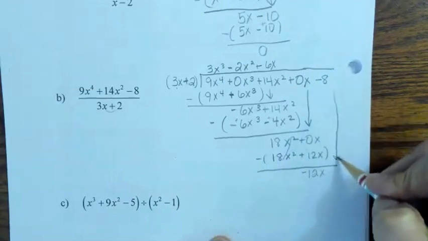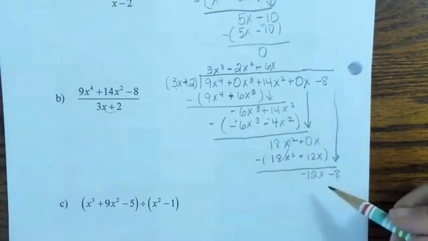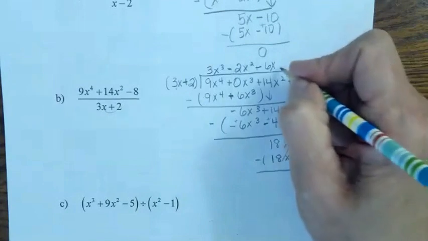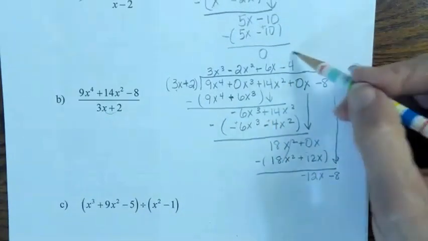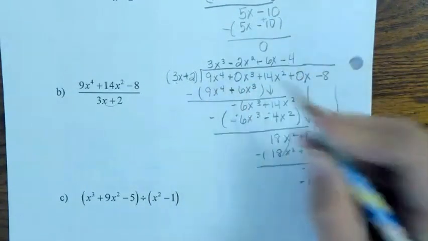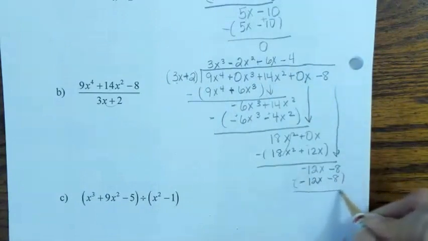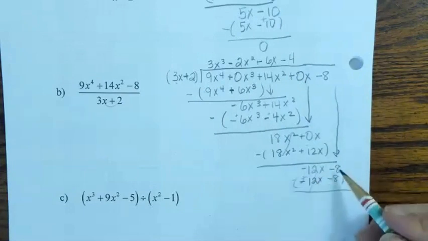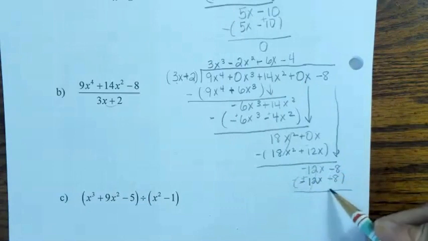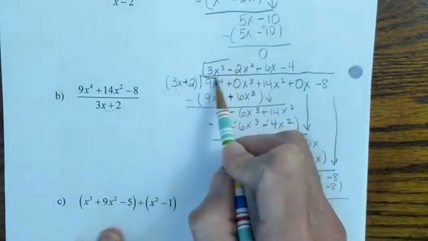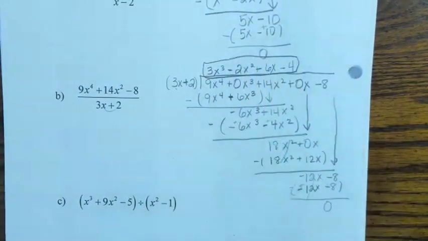I bring down the last term, which is the negative 8, and I divide again. First term divided by first term, so negative 12x divided by 3x is a negative 4. Then I multiply. Negative 4 times 3x plus 2, which is negative 12x. Negative 4 times 2 is negative 8. And I subtract. Negative 12x minus a negative, again, that means this positive. Those cancel. Negative 8 minus another negative 8, again, makes that a positive. Those will cancel, so I have a remainder of 0. So my answer is 3x cubed minus 2x squared plus 6x minus 4.